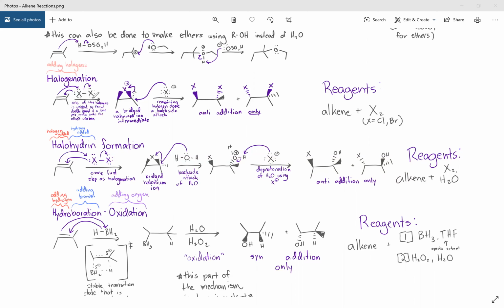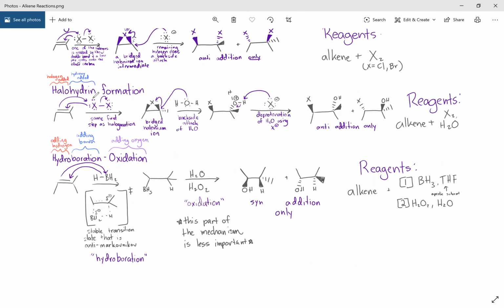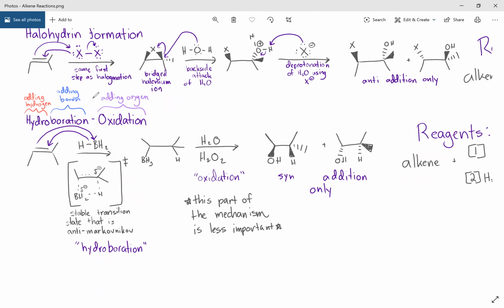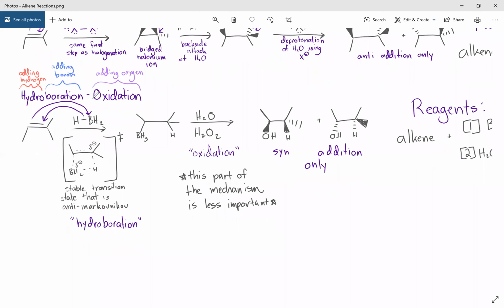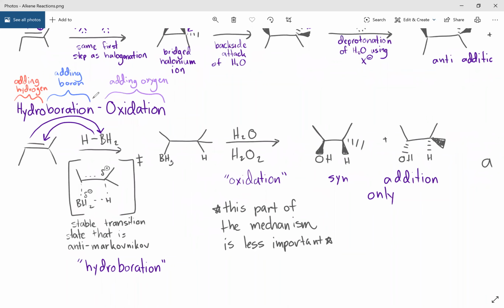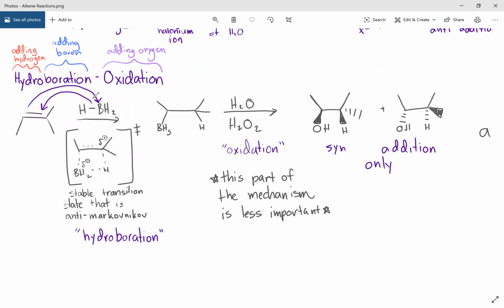Okay? All right, so let's talk about hydroboration oxidation. This is where a lot of people get tripped up, especially with the name. But if we break it down, hydroboration, we're adding hydrogen and boron; oxidation, and then we add oxygen. So the first step is the hydroboration.